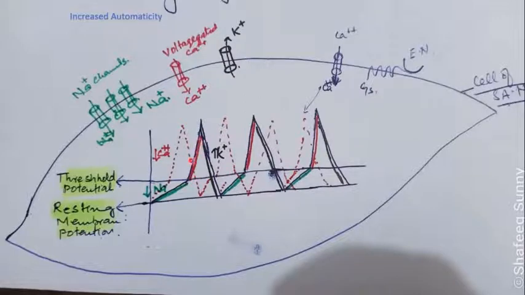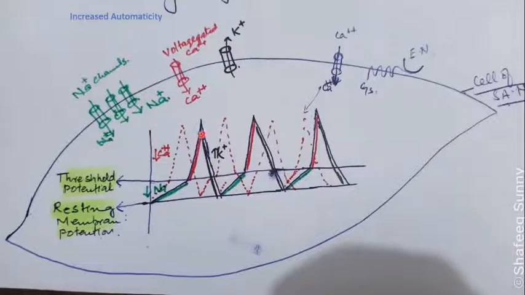Here in this red color, it produces the depolarization due to the influx of calcium, because so much calcium is incoming into the pacemaker cell, the SA node pacemaker cell. The voltage gated calcium channels open, and a lot of calcium is coming in. It will cause the depolarization.